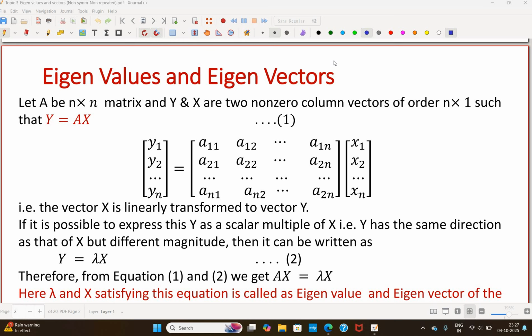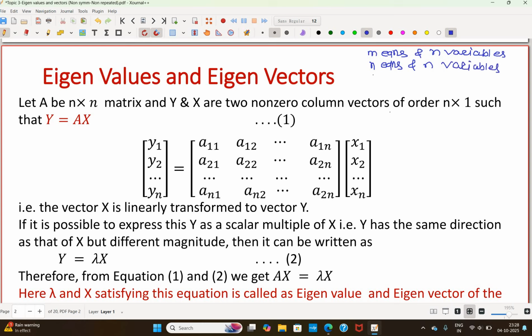Basically, first we need to understand what eigenvalues are. Before we proceed further, let me explain one system which we call the linear transformation. Earlier we discussed m equations and n variables, correct? Now we are going to consider n equations and n variables.